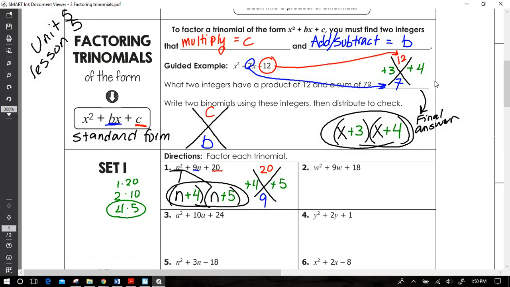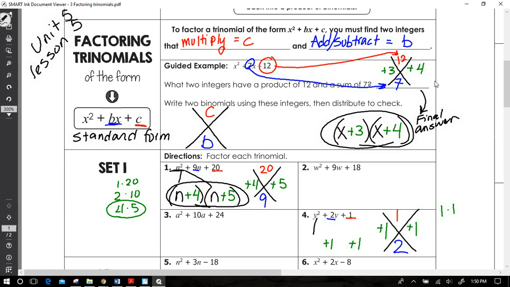Let's try number 4. So here's my X puzzle. This goes on top. The middle goes on bottom. And let's try to solve that. The only numbers that multiply together to equal 1 is 1 and 1. And 1 plus 1 is 2. They're both positive, right?